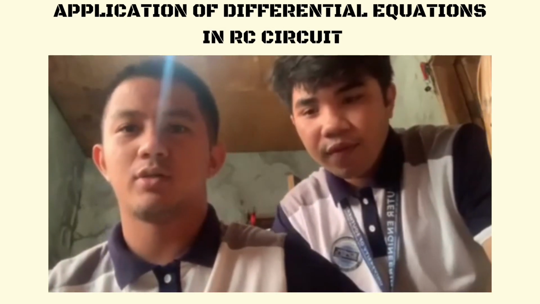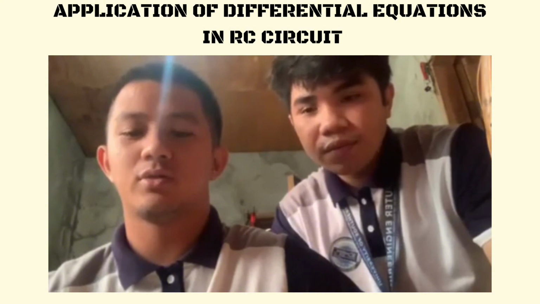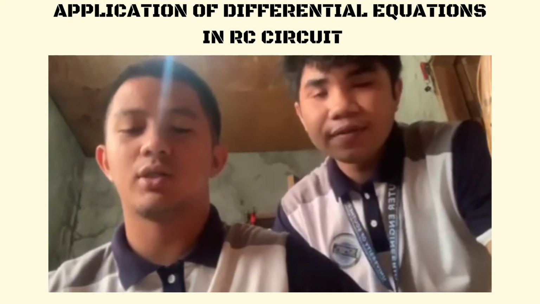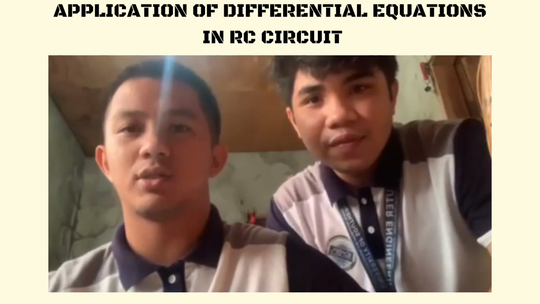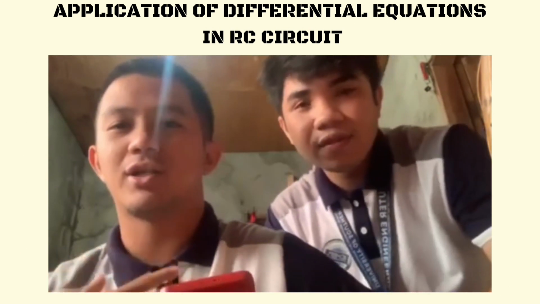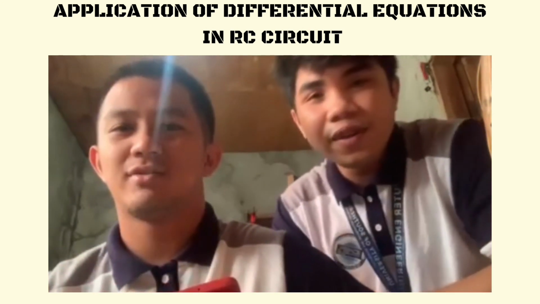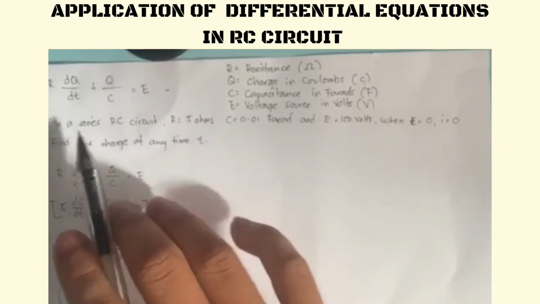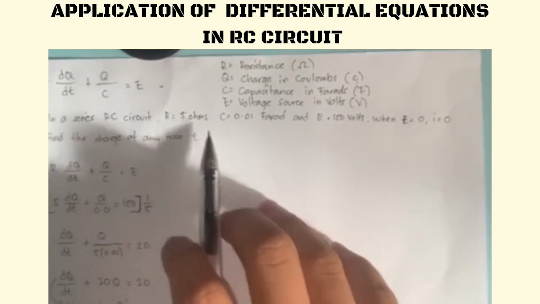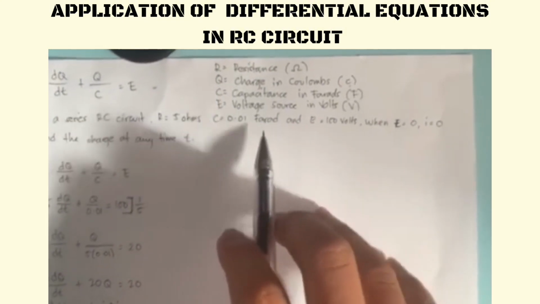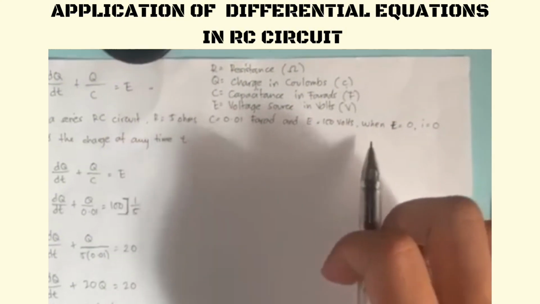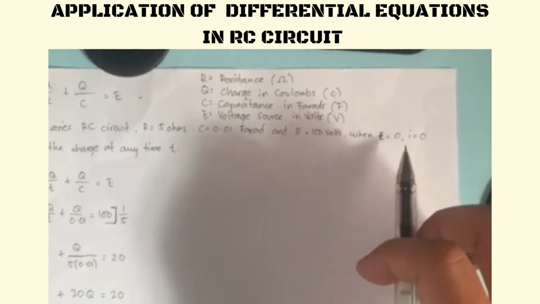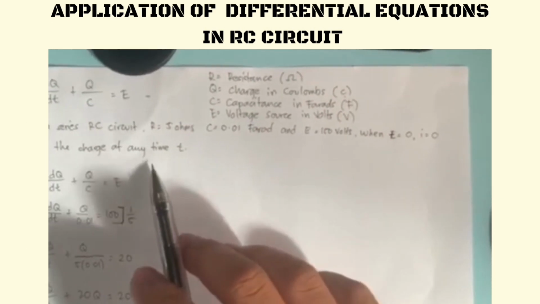Today we are going to talk about the application of first order differential equations in electrical circuits, RC circuits. I am Giancarlo Sales. And I'm Lord Lawrence Gaines Legadona, 2 BSCPEB. In a series RC circuit, R is equal to 5 ohms, C is equal to 0.01 farad, and E is equal to 100 volts. When t is equal to 0 and i is equal to 0, find the charge at any time.